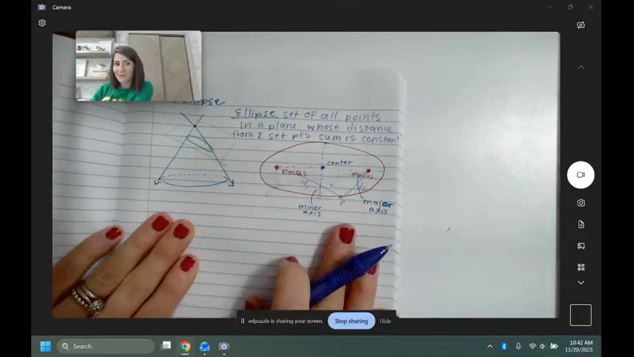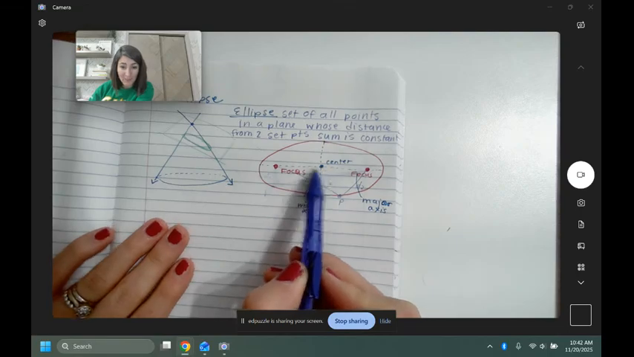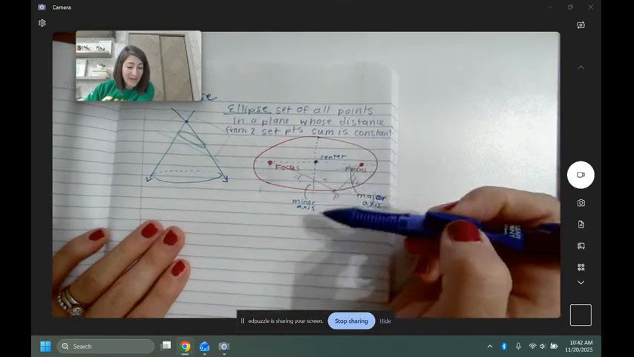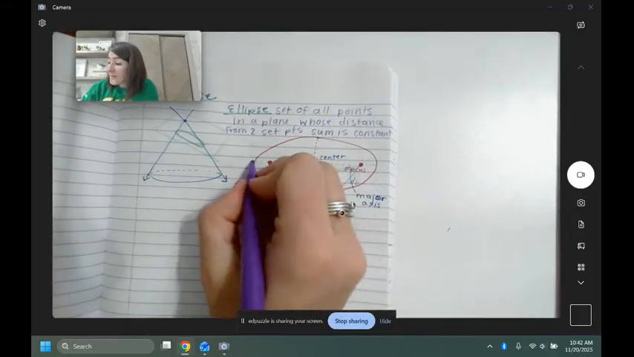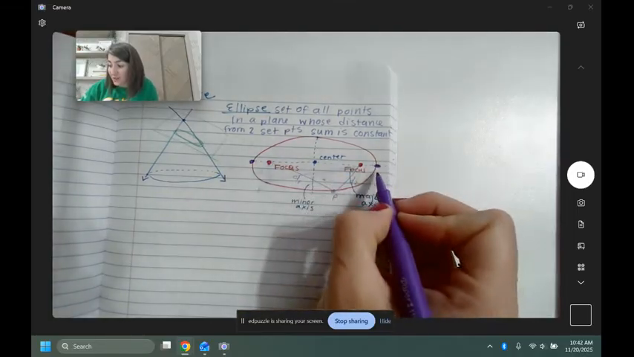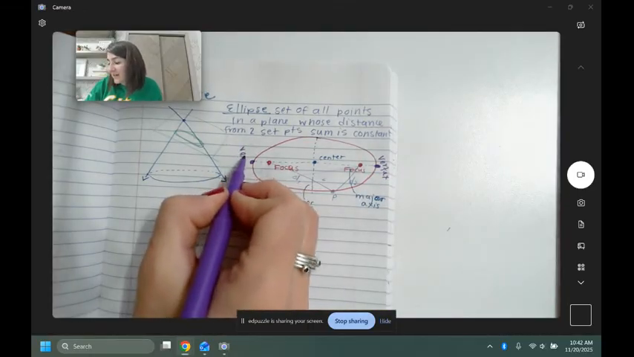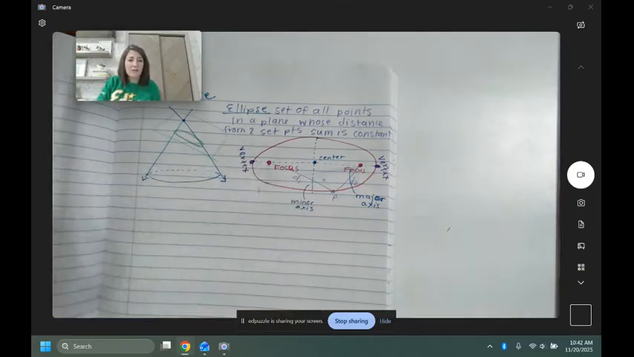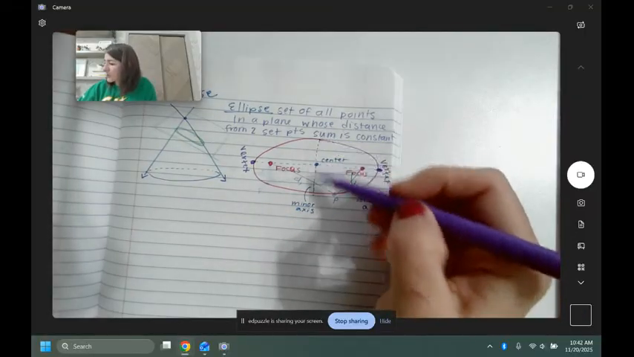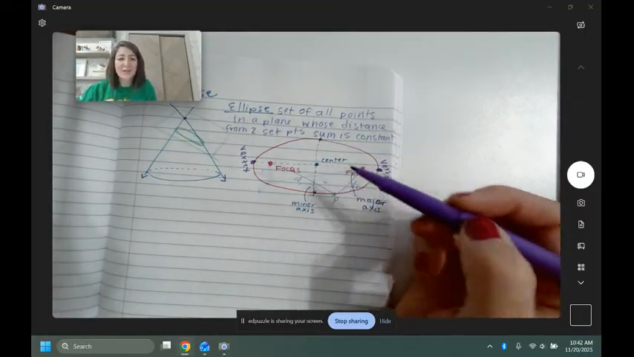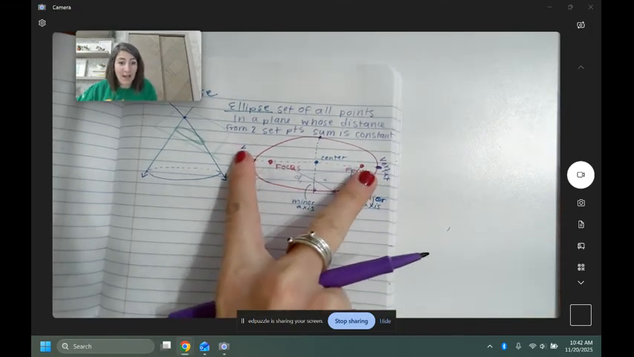A couple of other things going on here. I've got my two foci, I've got my center. This is my major axis, this is my minor axis. These two points on the edges of the major axis are my vertices. I don't know if there's a name for the points on the minor axis. These two points don't have names. They're important, but the vertices are always on that major axis, the longer one.